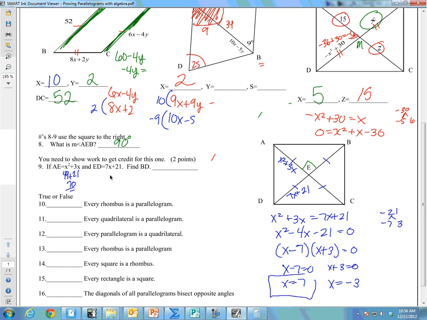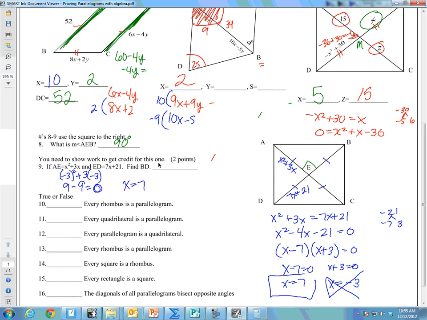If I look at negative 3, I'll get negative 3 squared plus 3 times negative 3. Well, negative 3 squared is 9. 3 times negative 3 is negative 9. 9 minus 9 is 0. And if this figure exists, I can't have a diagonal that has a distance of 0, or half a diagonal that has a distance of 0. So that doesn't work. Negative 3 does not work. Okay? So x equaling 7 is the only one that works.